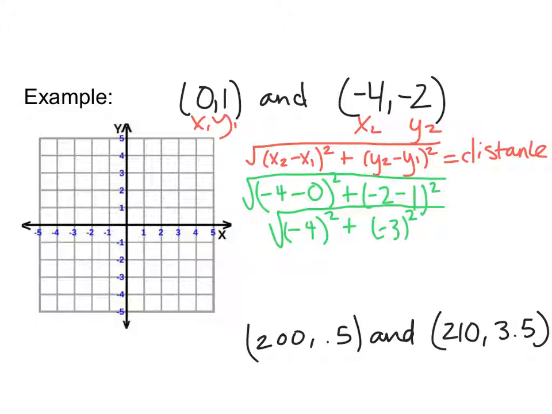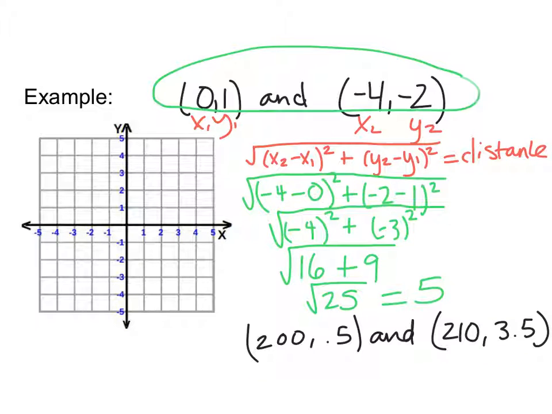And so now I'm going to do my squaring. So -4 squared is 16. 3 squared is 9. Still taking the square root. 16 plus 9 gives me 25. So I'm doing the square root of 25, which is 5, which says that the distance between these 2 points is 5.